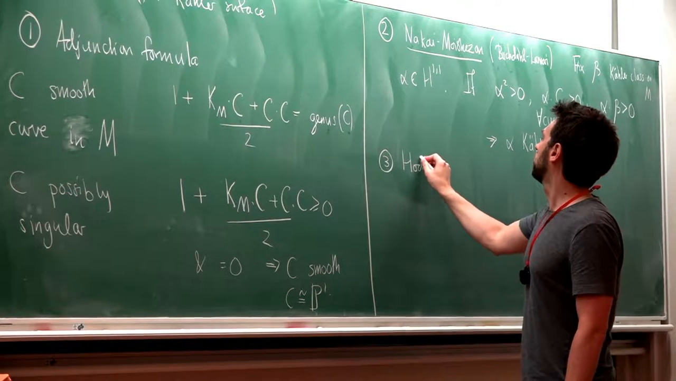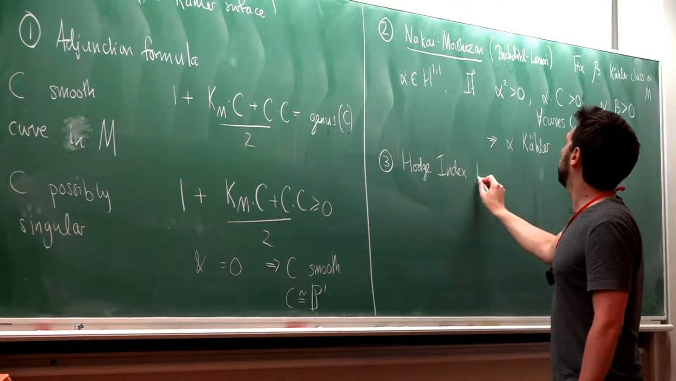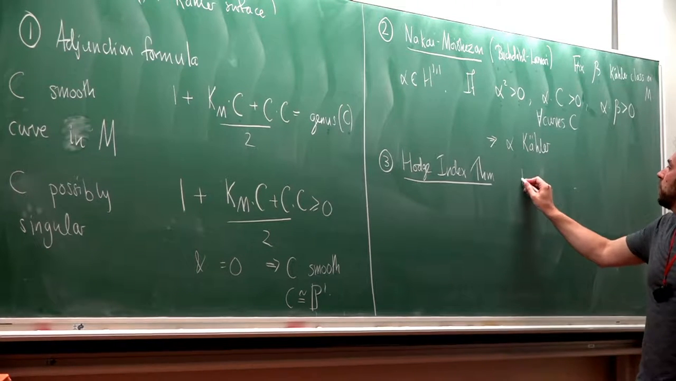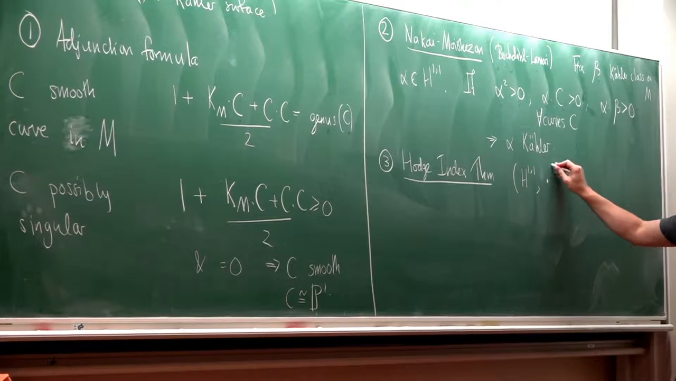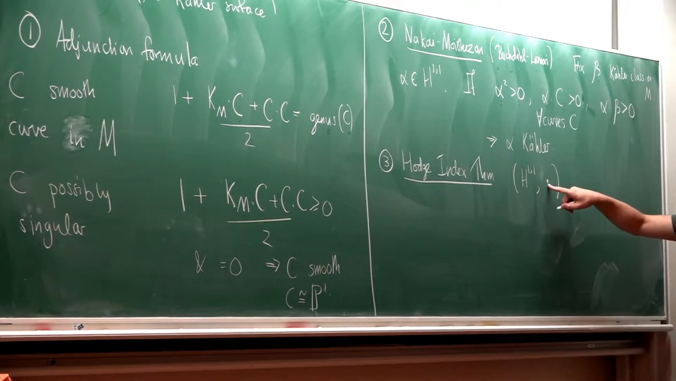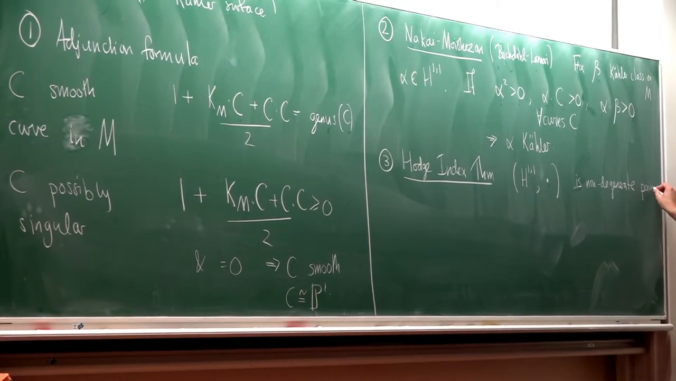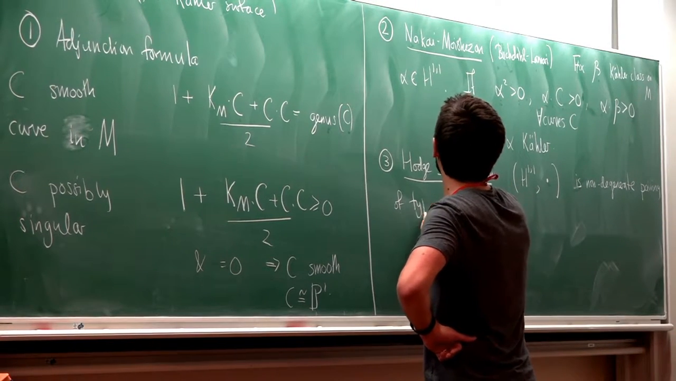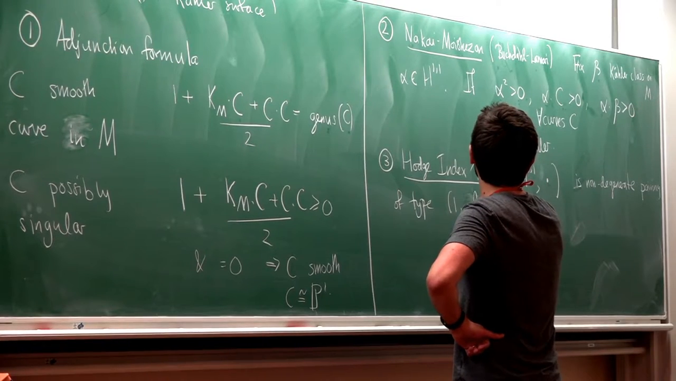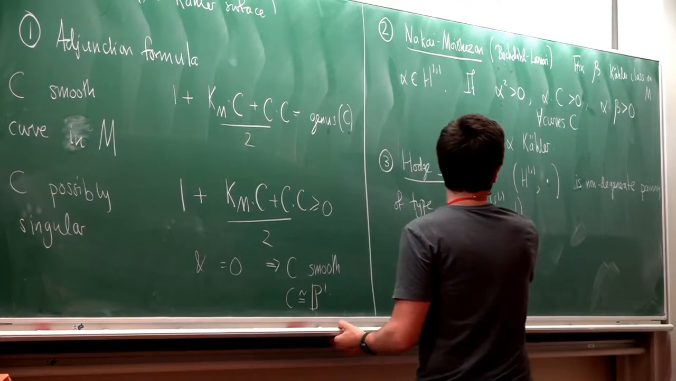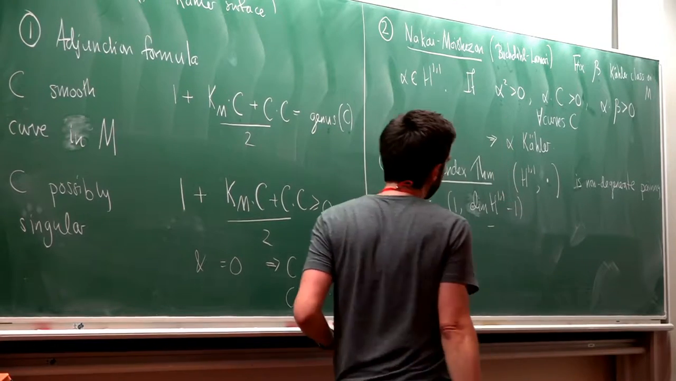Number three is the Hodge index theorem. This says that if you look at H^{1,1} with this intersection form, which I'm writing as dot, the intersection form is non-degenerate. The pairing is a non-degenerate pairing of type (1, dim H^{1,1} minus 1). What I mean is it has one positive eigenvalue, and if the dimension is n, it has n minus 1 negative eigenvalues.